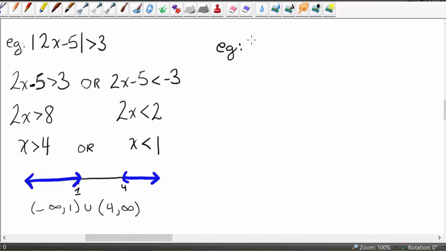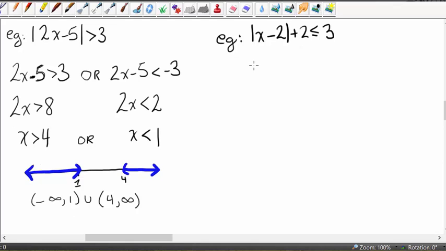What if our absolute value is not already solved for? So say we have the absolute value of x minus 2, plus 2, is less than or equal to 3. First we solve for the absolute value. We do that by subtracting 2 on both sides of the inequality. So we end up with the absolute value of x minus 2 is less than or equal to 1.